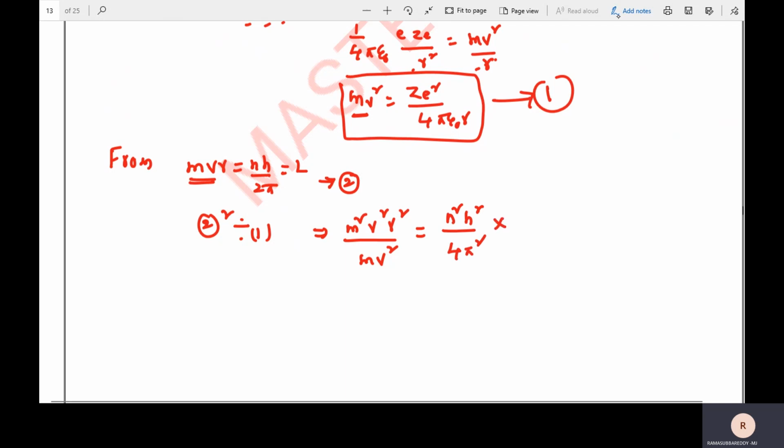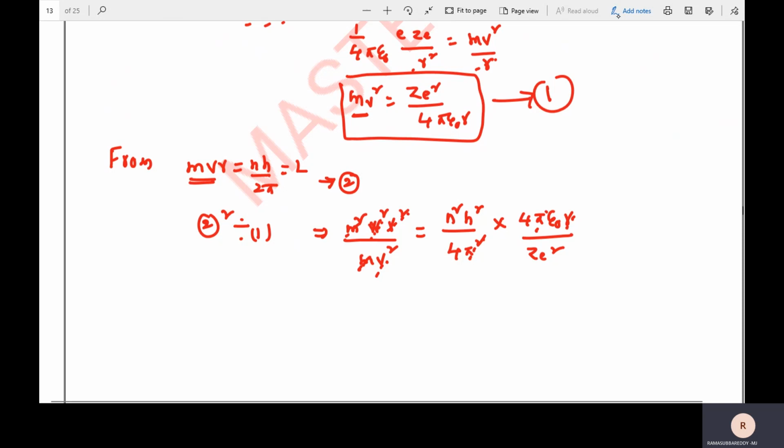The numerator will go and the denominator will shift. Now this can be written as this divided by this value. Here I wrote it directly. This will be written as 4 pi epsilon naught r by Ze square. Now one m will be cancelled. Here it is m r square v square. v square gets cancelled, one pi gets cancelled, one r gets cancelled.